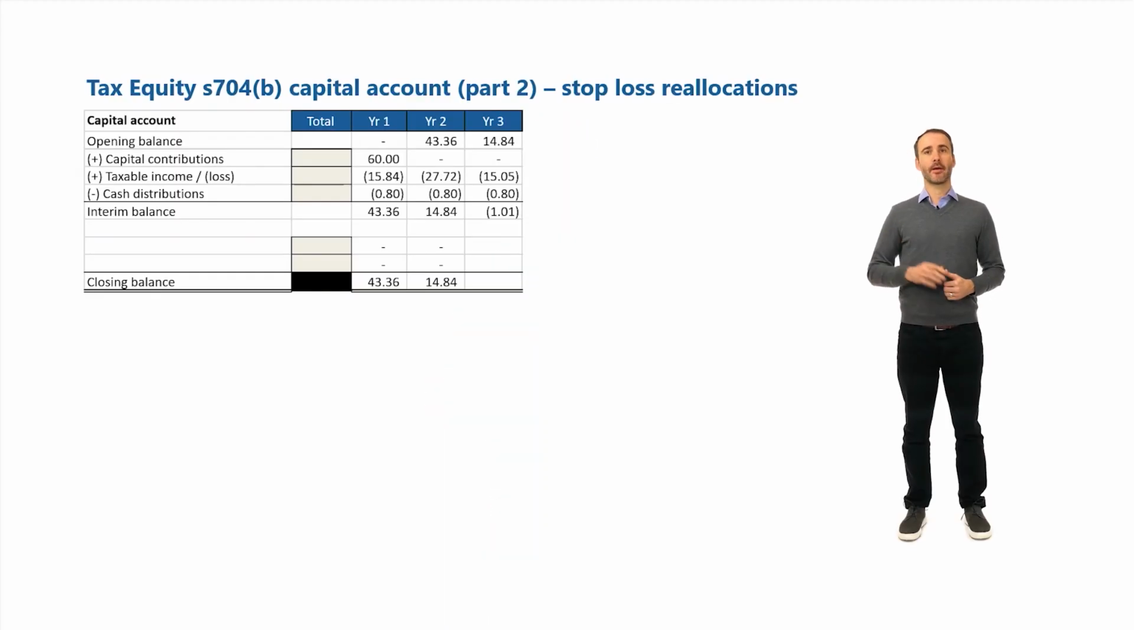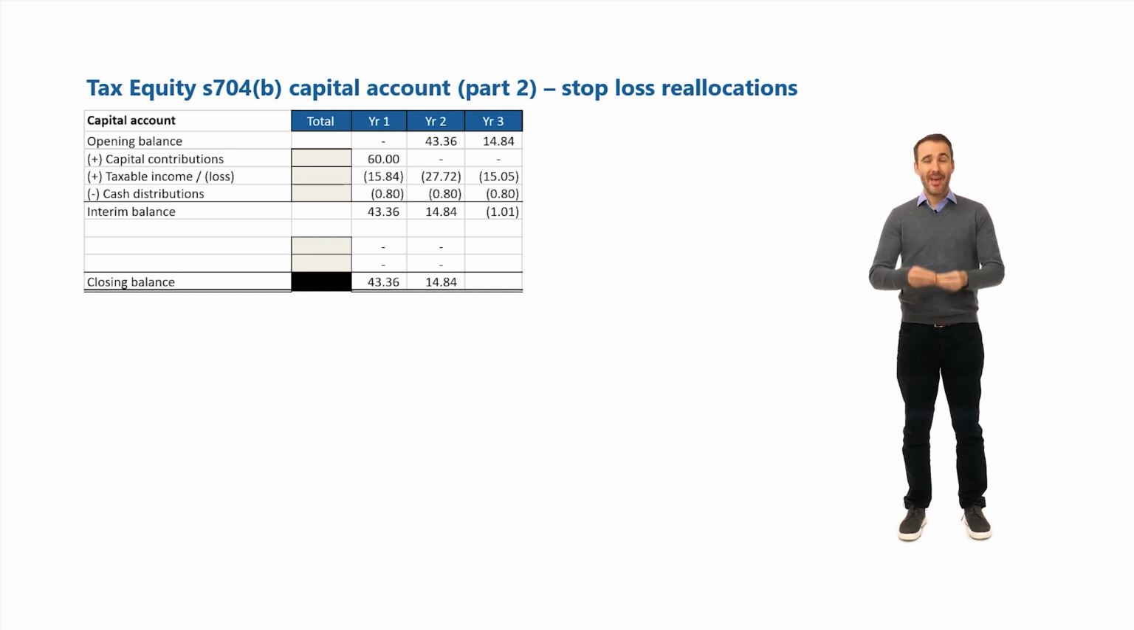We will start first with reallocations before we come to the deficit restoration obligation, or DRO. As David said, we wish to avoid negative tax capital accounts by reallocating losses from the tax equity partner to the sponsor partner. We only need to consider doing this when the account actually goes negative. So returning to our calculations and noting we have a positive closing balance in year 1 and year 2, we can start here in year 3.